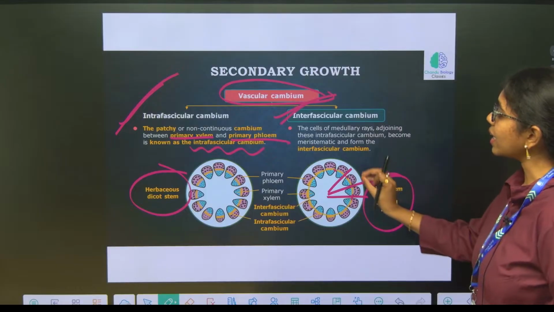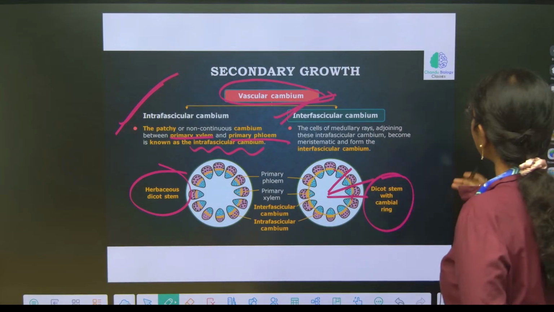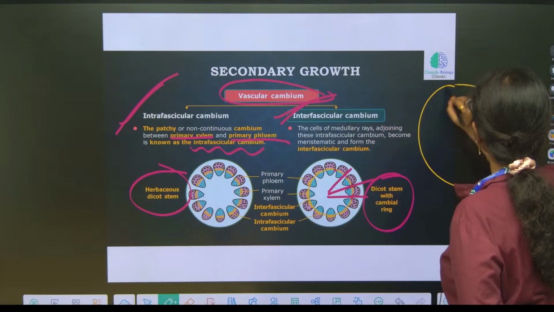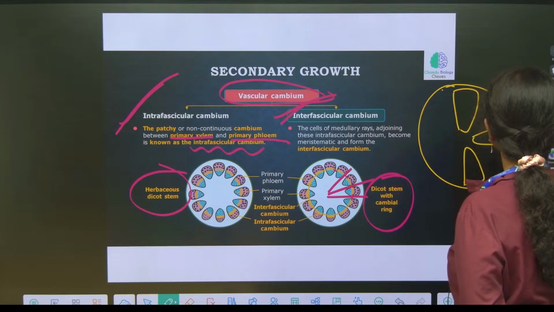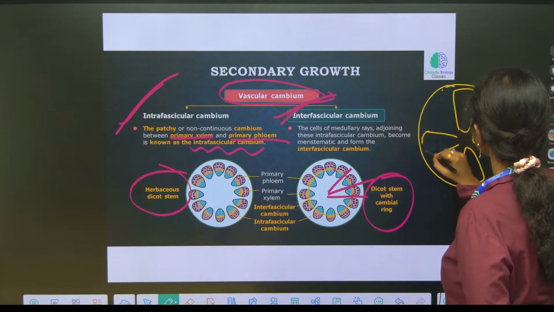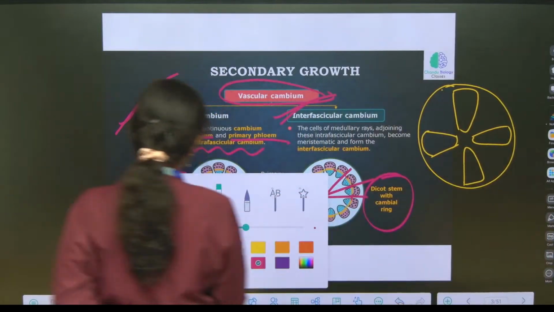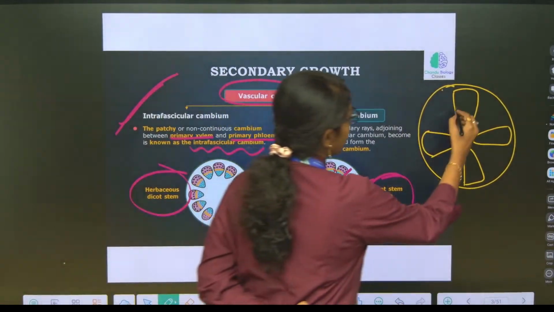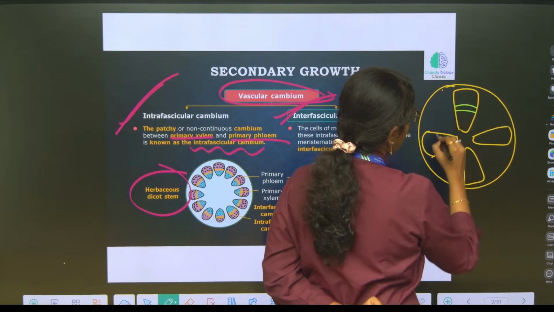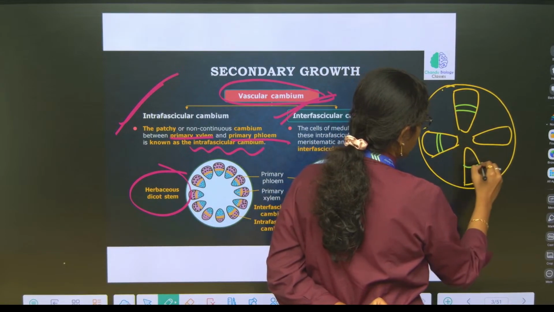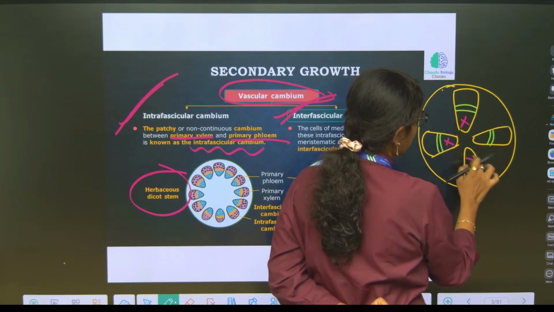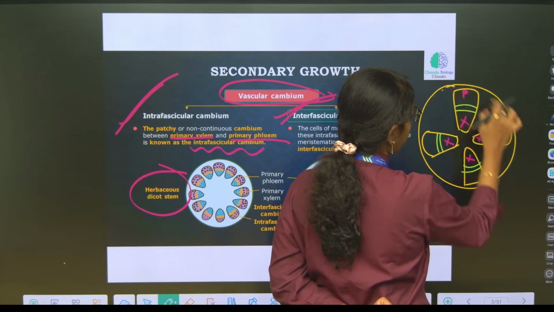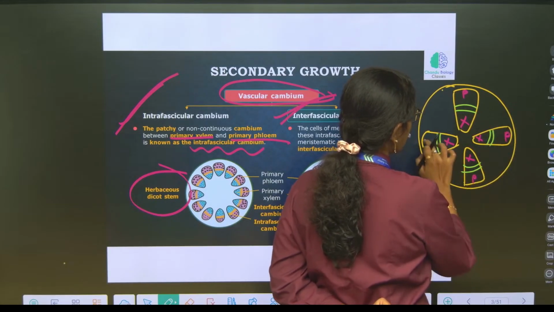So, this will increase the secondary growth. Because of this secondary growth, what is formed? See clearly. Observe it clearly. Here in the beginning only what is present? Intrafascicular cambium is present. Yes or no? Yes. And here at the center xylem is present. At the periphery phloem is present. This is clear to you, right?